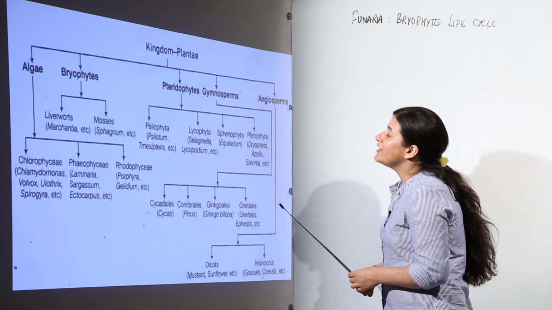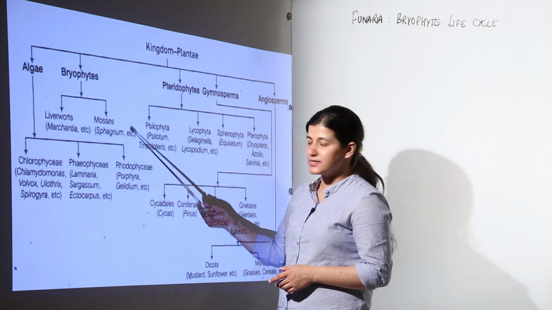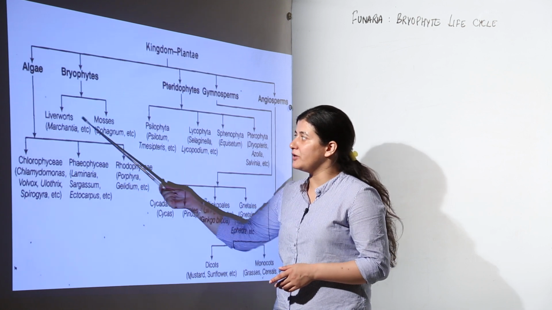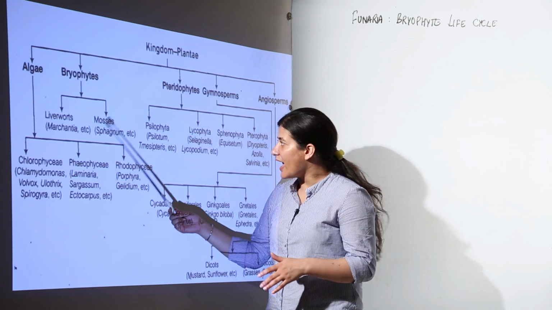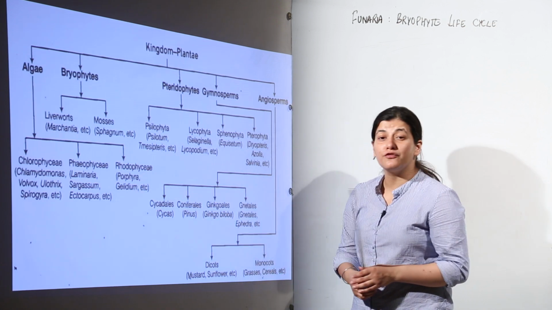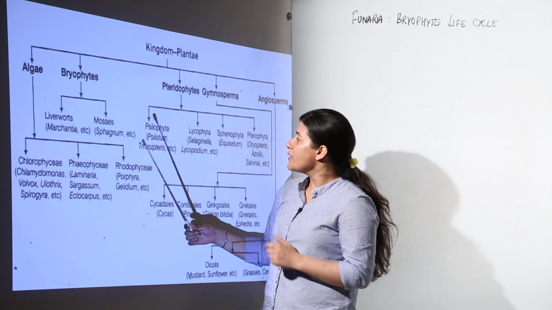Again I tell you. Then we come to bryophytes. We have liverworts and we have mosses. In the case of liverworts, we have the example of Marchantia. In the case of mosses, we have the example of Sphagnum. And as we studied the example of Funaria, that cannot be missed. So we have Sphagnum and Funaria.